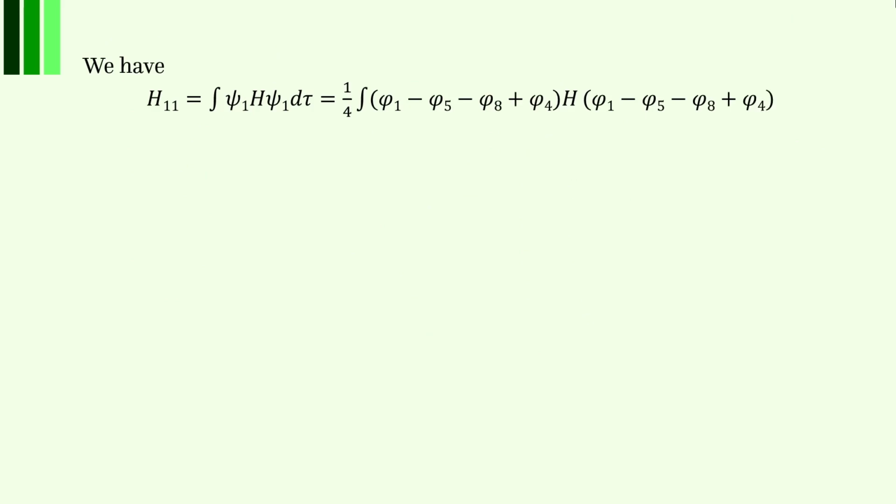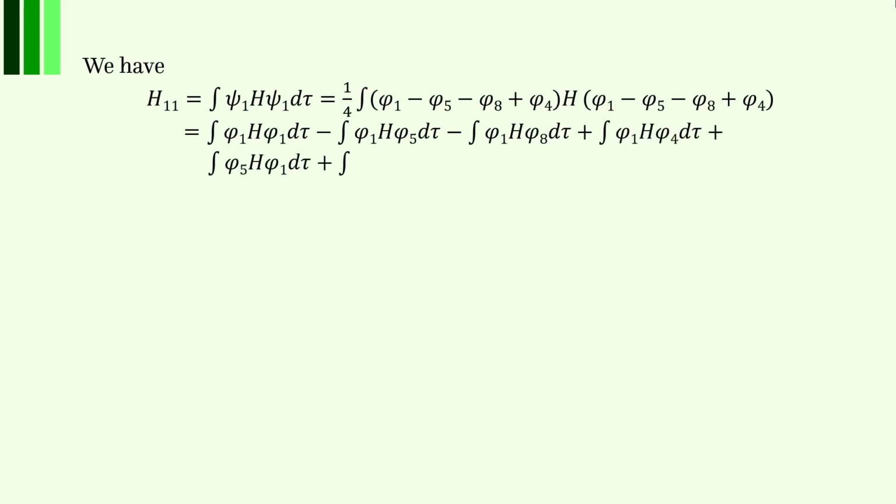If you are interested in finding the value of H11, that is psi 1 H psi 1 d tau, you have developed the equation. Psi 1 is equal to phi 1 minus phi 5 minus phi 8 plus phi 4 and so on. When normalized, 1 by root 2 squared and 1 by root 2 make 1 by root 4, and 1 by root 4 makes 1 by 4 outside. Once you solve the components and put the appropriate things common, the 1 by 4 is also there. You need to handle a large number of terms.